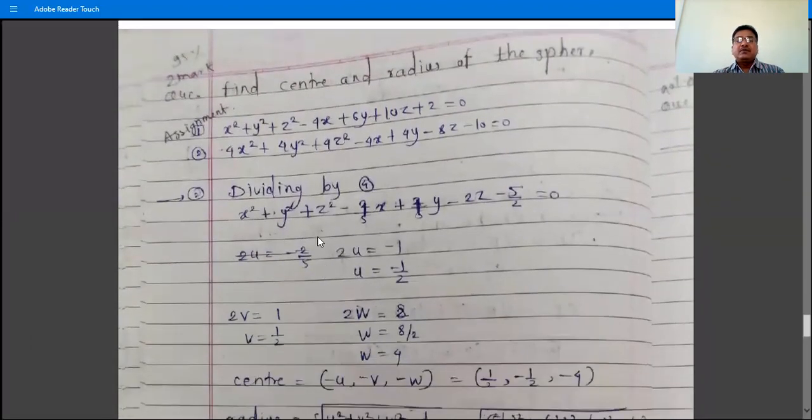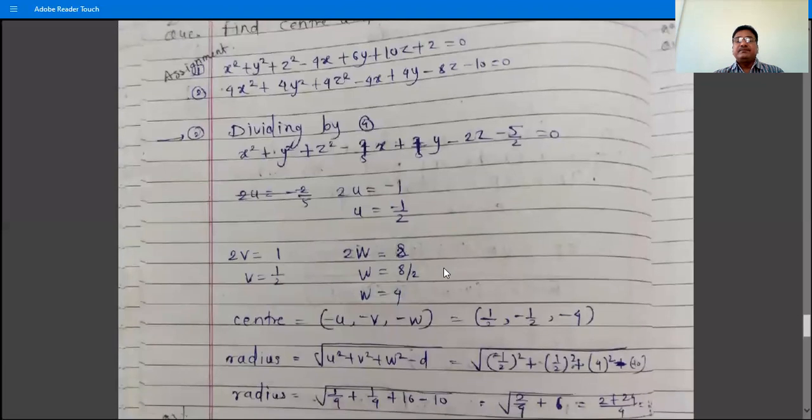What do we get? 2u is minus 1, therefore u is minus half. 2v is plus 1, therefore v is half. And 2w is minus 2. Right? Don't write 8, it is minus 2. And therefore w is minus 1. So write here minus 1.